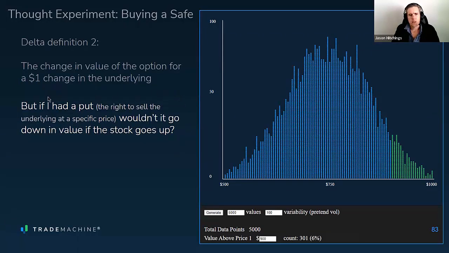So we said that the call had a 6 delta, but if you had a put, if you had the right to sell the value of the safe at 900, regardless of what was in it, well, you'd want a lower value to be in it. If the value of the stock increased by $1, then intuitively you'd expect the value of the right to sell the contents at a fixed price would actually be less valuable.